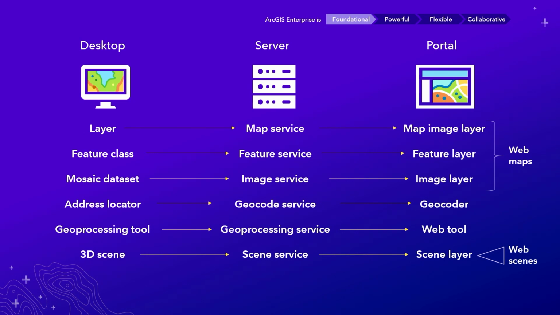Now, when that data shows up in the Enterprise portal, they'll be reflected as layers. It'll be JSON referring to that service, and each of these layers is specific to that service type, whether that's the map image layer, feature layer, image layer, a geocoder, web tool, scene layer.